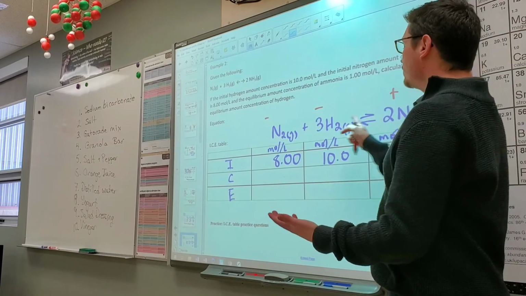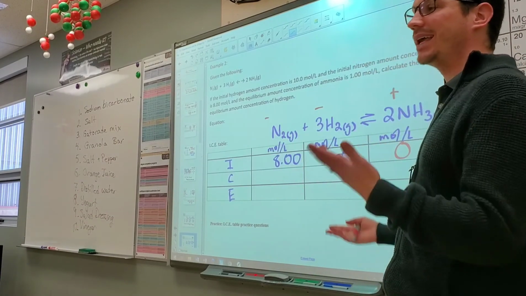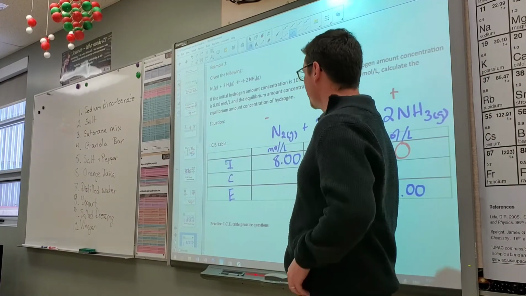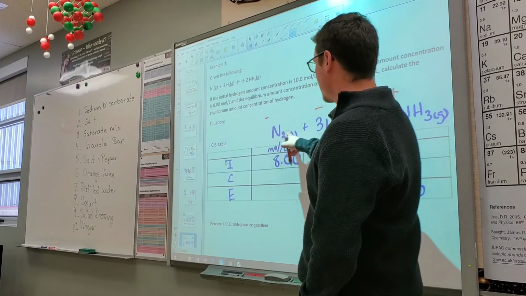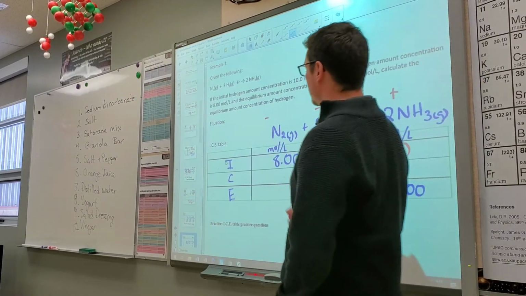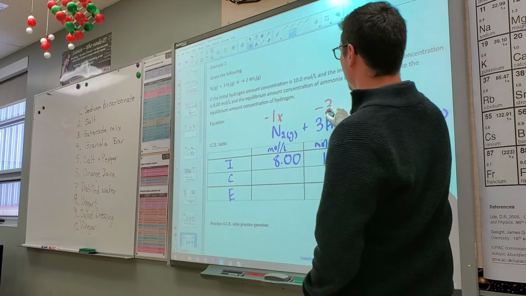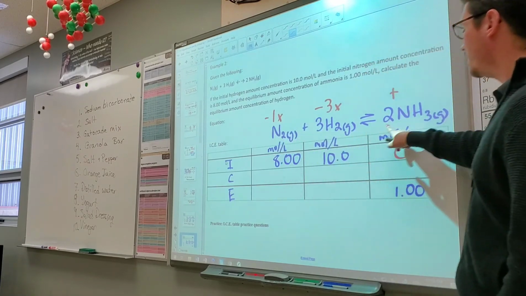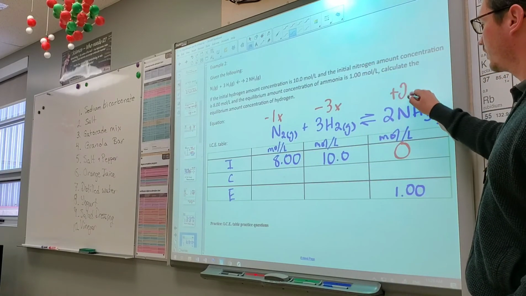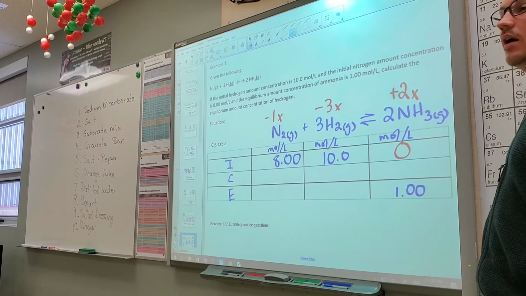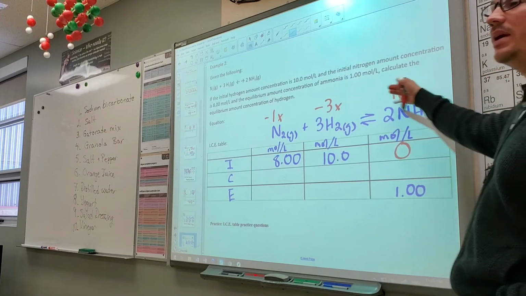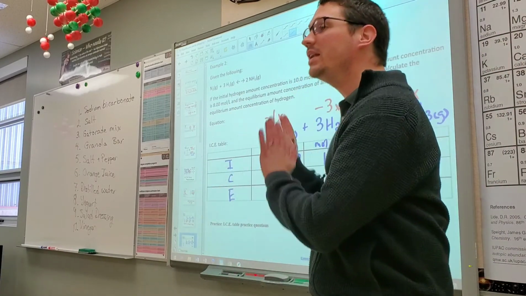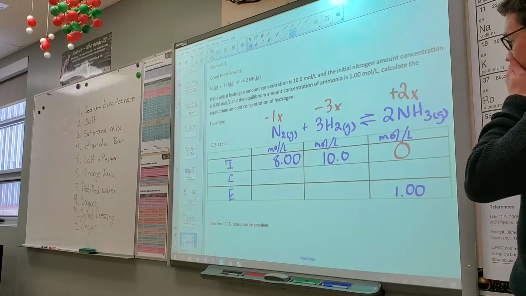So now let's use our coefficients to figure out how much are we going to gain and how much are we going to lose. We don't know that right now, but we can use it to help us. So for every one of these that reacts, how many of these are going to react? 3. So if I lose 1x, I'm going to lose 3 x's. Right? If I lose 1x here, how many do I gain here? 2 x's. That's really going to help us. Now that we have everything set up, now we can start solving the problem. Only now can we actually start solving this problem.